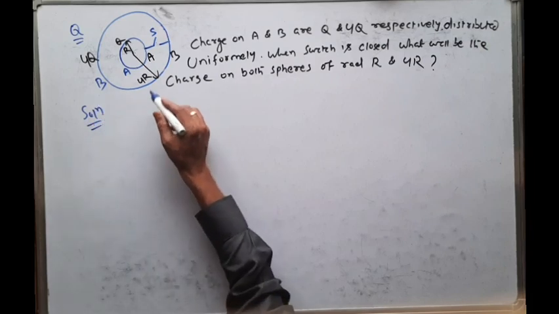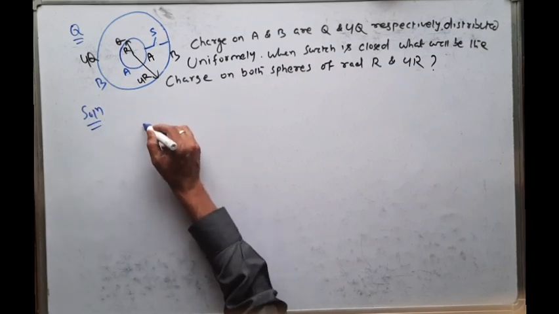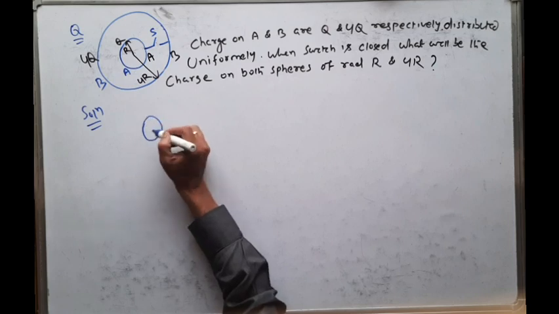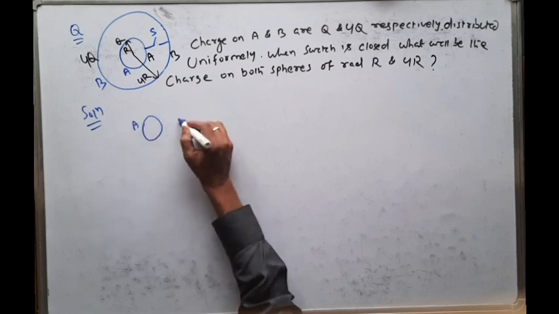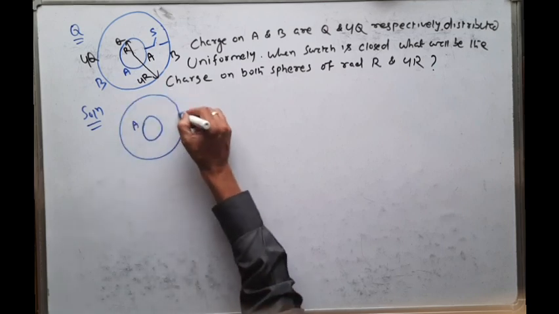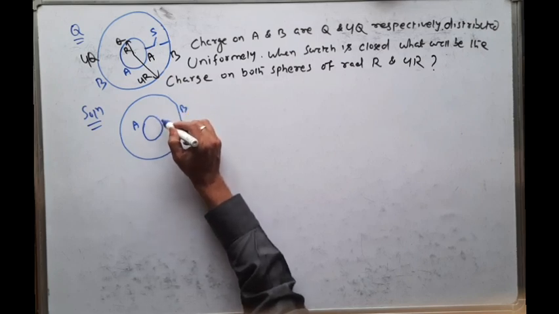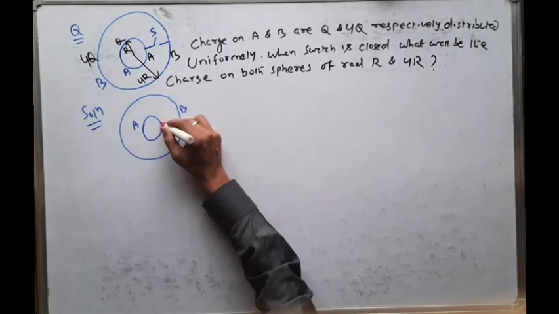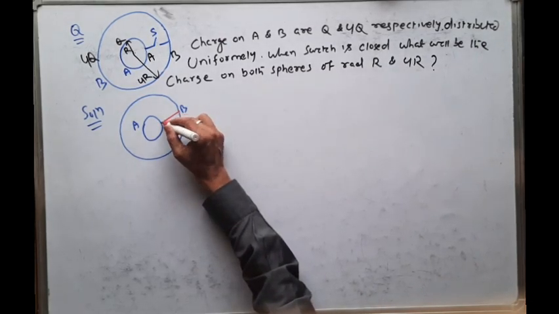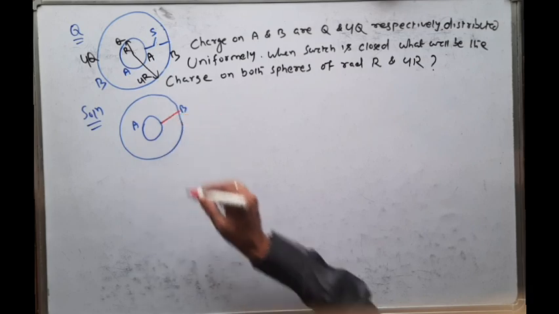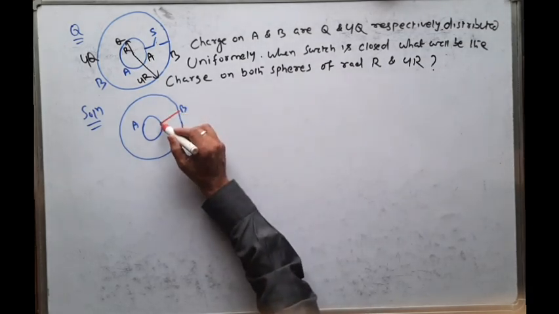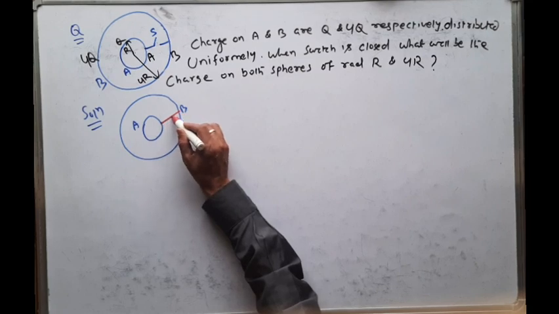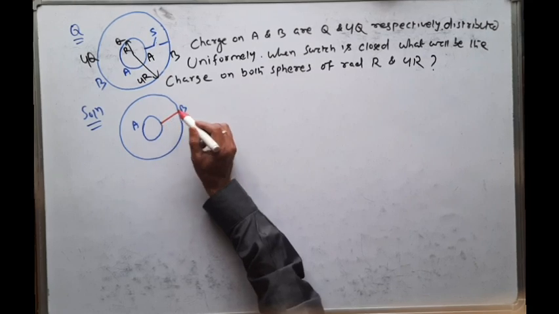So I am redrawing the figure. You see, this is A sphere. This is your B sphere. So when the switch is closed, what will happen? A and B are connected by a conductor. Switch closed means there is no resistance between A and B. It is a pure conductor. It is short circuited.